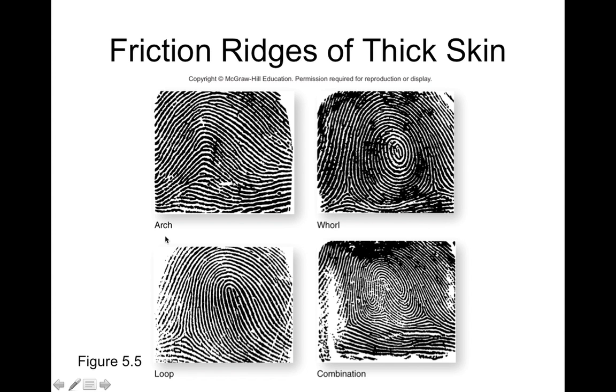Don't worry about understanding arch versus whorl versus loop or combination. Just know that these are called friction ridges. And why do they form a specific pattern? Genetics? No, something more concrete than that. Why do you have a pattern on your fingers but not on your chest? For friction to help you along. Okay, good. They help you grip onto stuff.